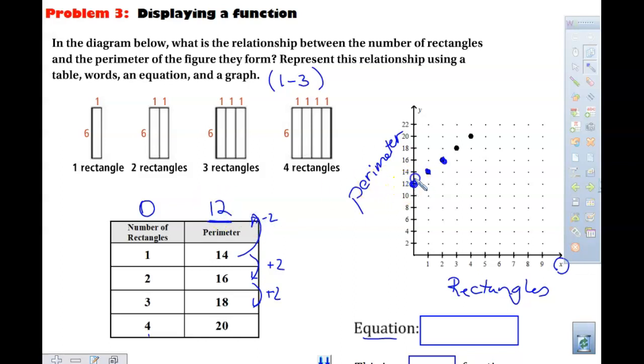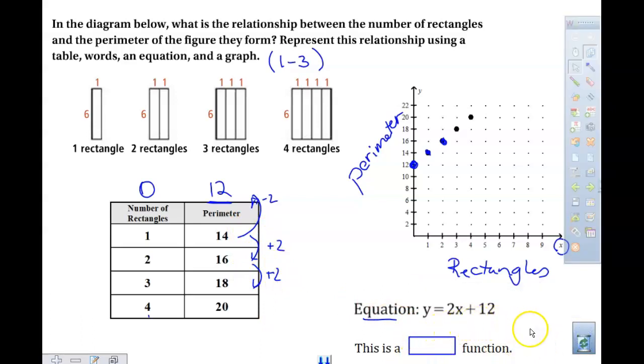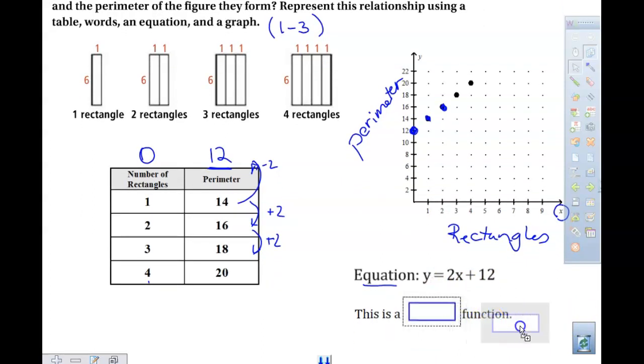This is going to be nice for writing my equation. Because remember, we're trying to write our equations in our slope-intercept form. So if we are looking at it, what is our rate of change? That's the plus 2. And we started at 12. So our equation, y equals 2x plus 12. If we are looking at this, we are going to say that this function is linear.